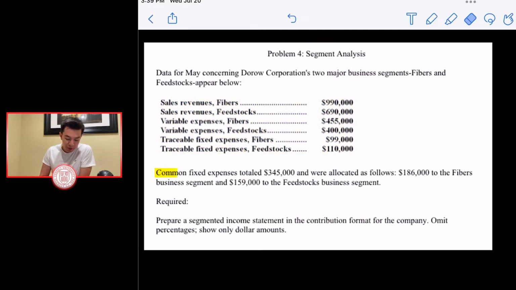And they say common fixed expenses totaled $345,000 and were allocated as follows: $186K to the fibers business segment and $159K to the feedstocks business segment. And it says prepare a segmented income statement in the contribution format for the company, omit percentages, and show only dollar amounts. Okay, so first thing we're going to do is write down revenue.